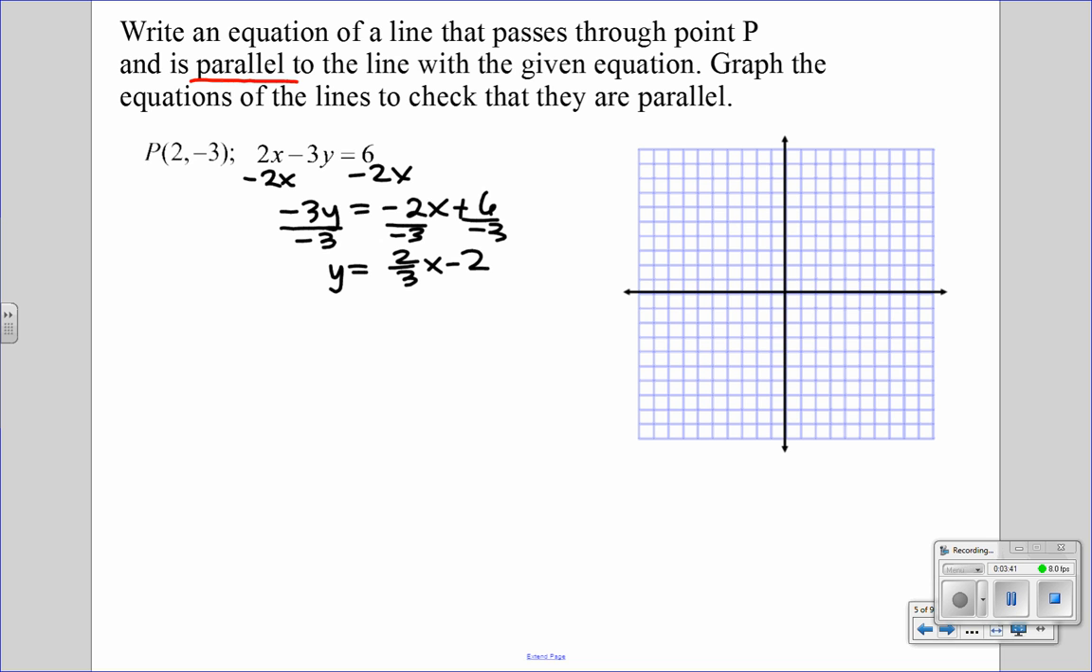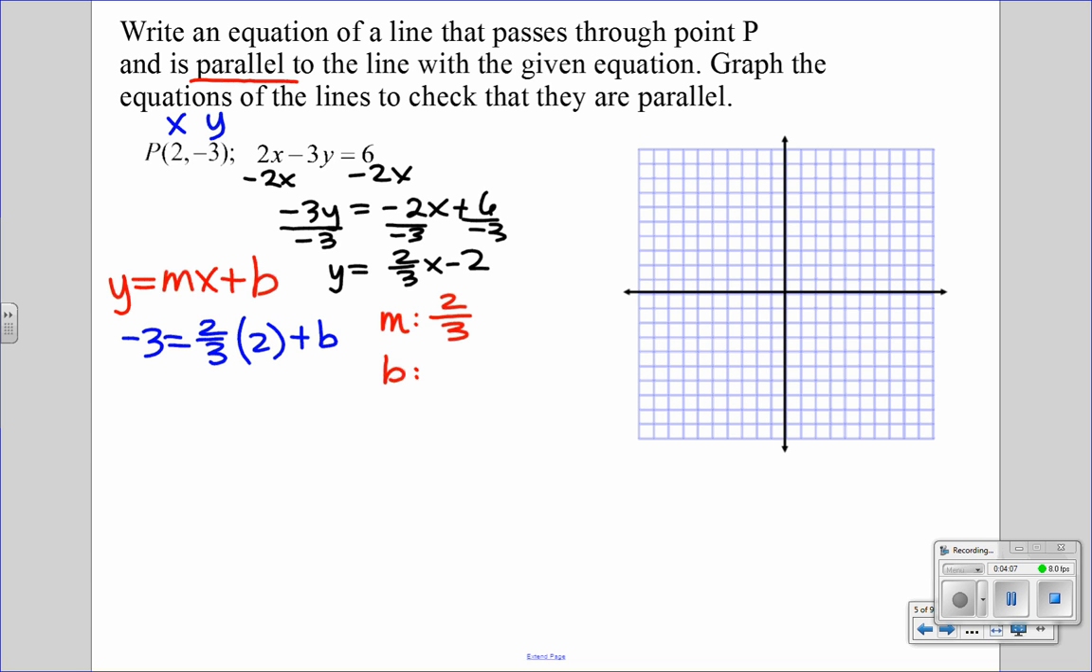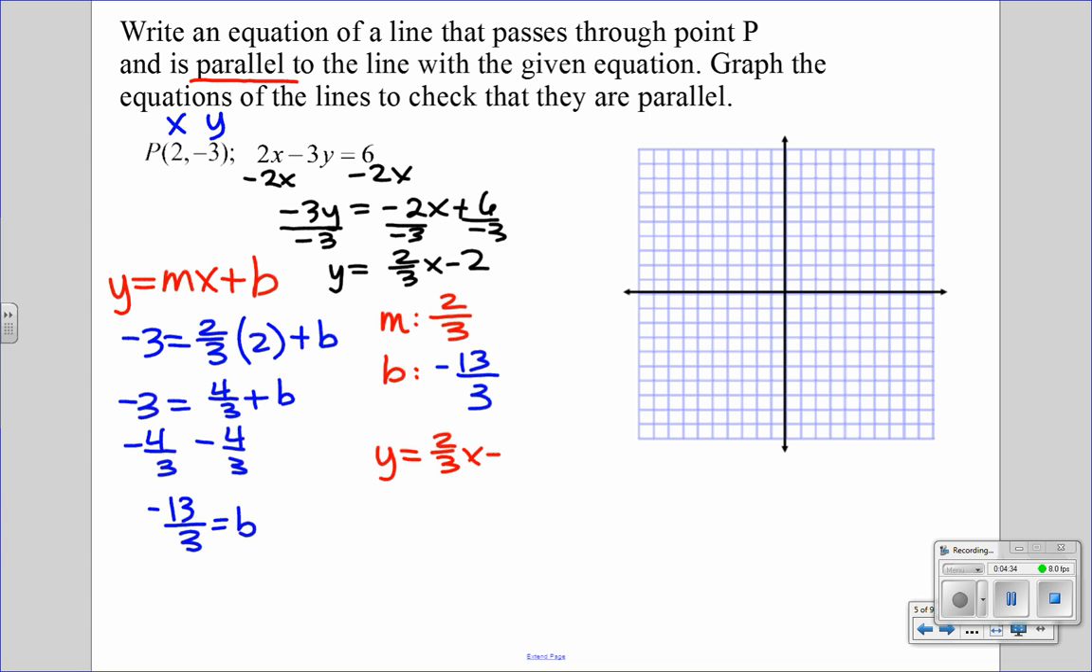Now the slope of this line is 2/3, and since this line is parallel to ours, our slope is going to be the same as well. So our m is 2/3. So now all we have to do is find our b. We have our point, which is our x and our y, so let's plug everything in. Y is -3, m is 2/3, x is 2, plus b. So now we have -3 equals 4/3 plus b. Subtract our 4/3, and we can use our calculators to find out what that is. And we get -13/3 is equal to b. So now we can write our equation, which is y equals 2/3 x minus 13/3.